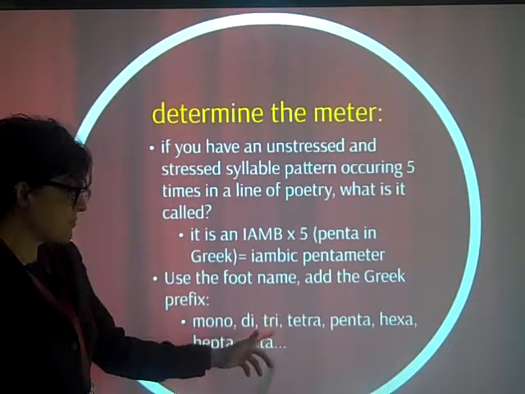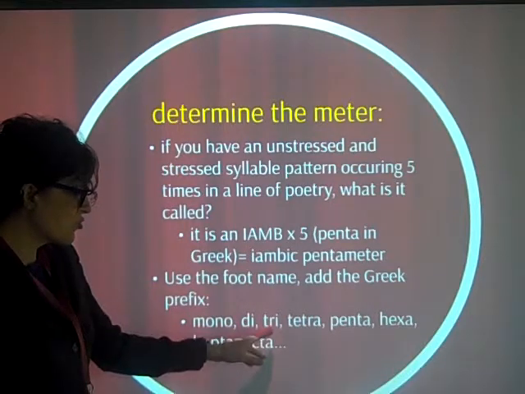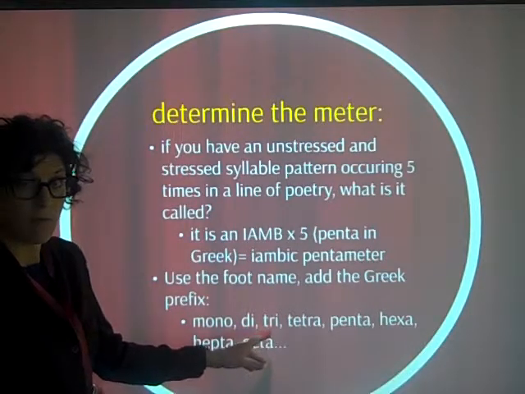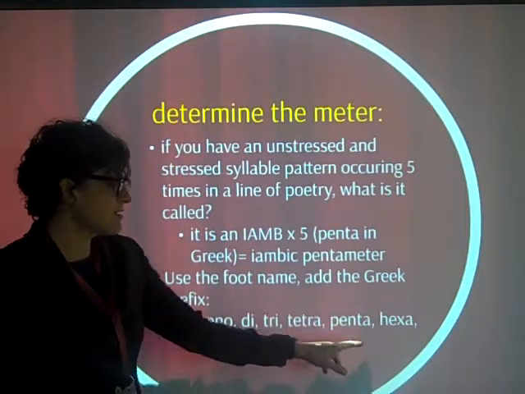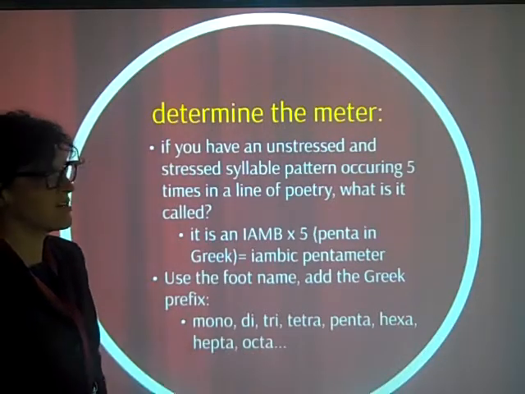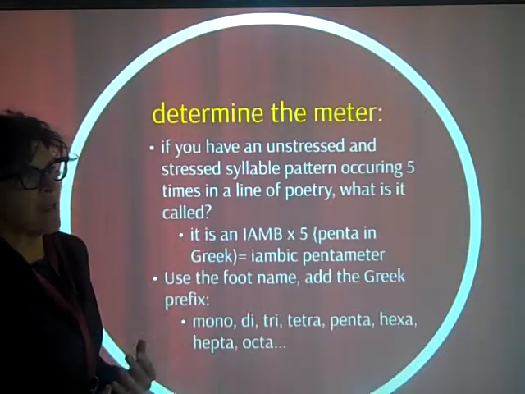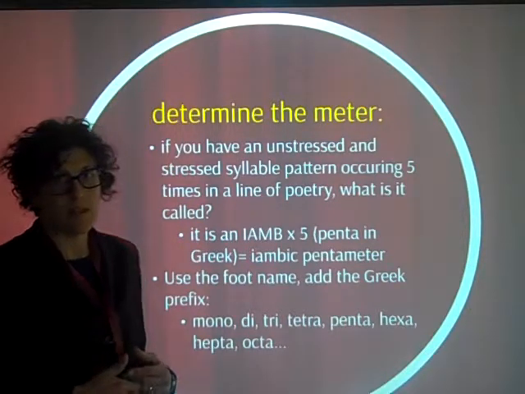adding on how many times you see it. Typically, you don't see mono or dimeters, but tri with three patterns repeating, tetra with 4 patterns repeating, penta is 5, hexa is 6, hepta is 7, octa is 8. For example, if you had 8 anapests in a line, you could call it anapestic octameter.